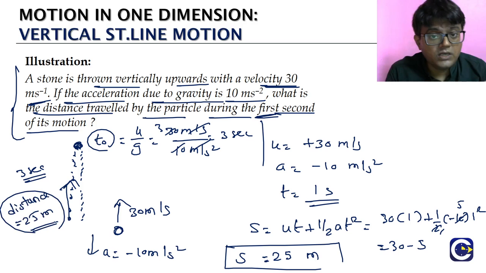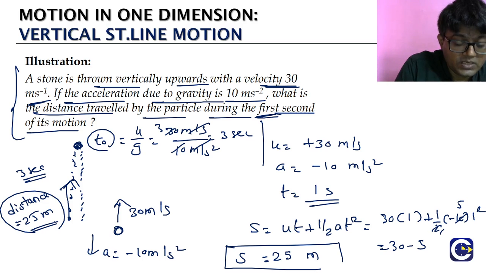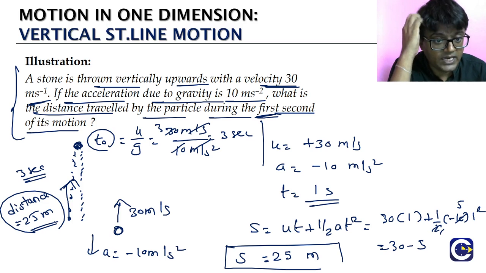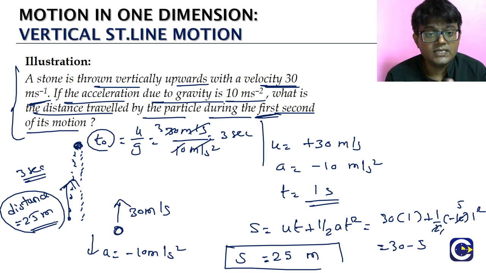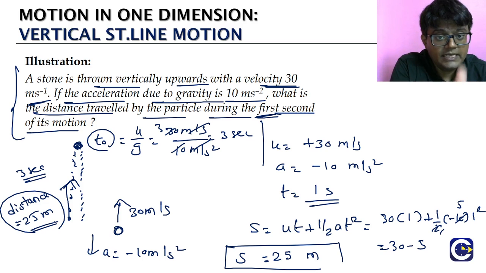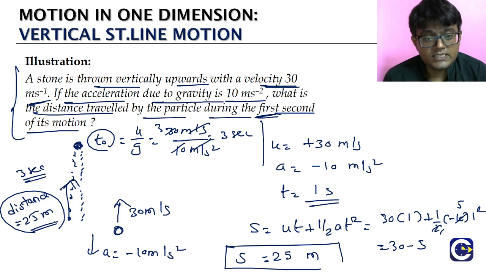We have to be careful when there is actually a change in the direction. If that is there, then the distance has to be calculated in a different way. Already we have seen in horizontal straight line motion, we have to break the journey up to the point where the direction is reversed and calculate the displacement separately. I'm assuming you have seen that video of distance versus displacement calculations in horizontal straight line motion. Same concept we are going to use here also if there is a case like that.